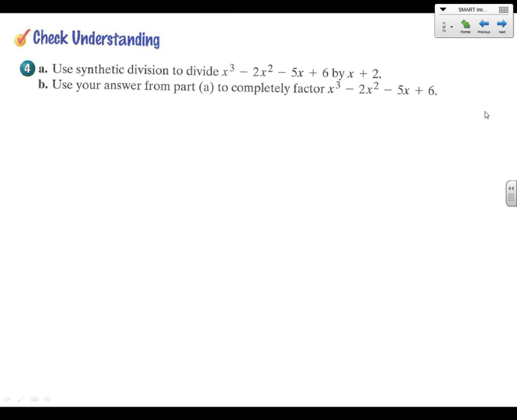See if you can use some synthetic division here for our skills check, and then factor it once you get your answer.